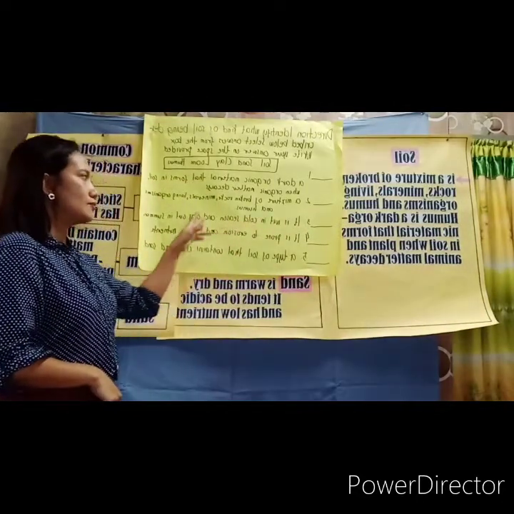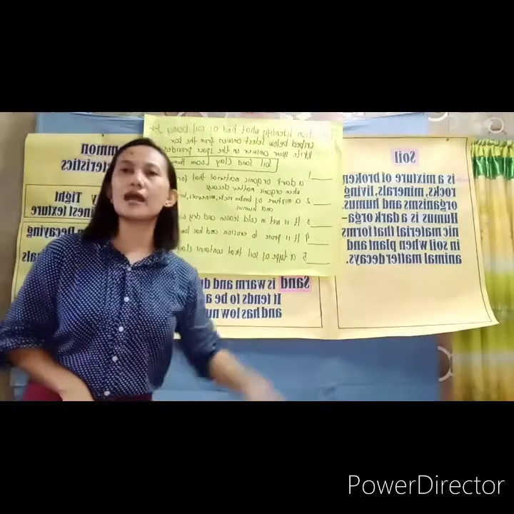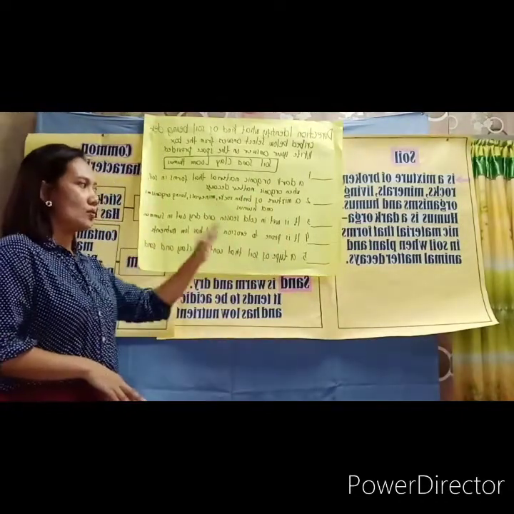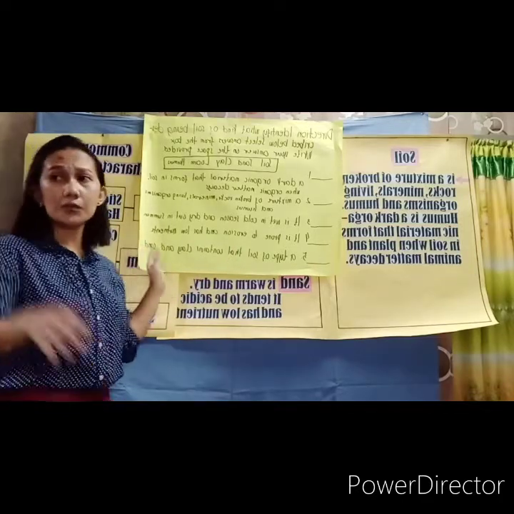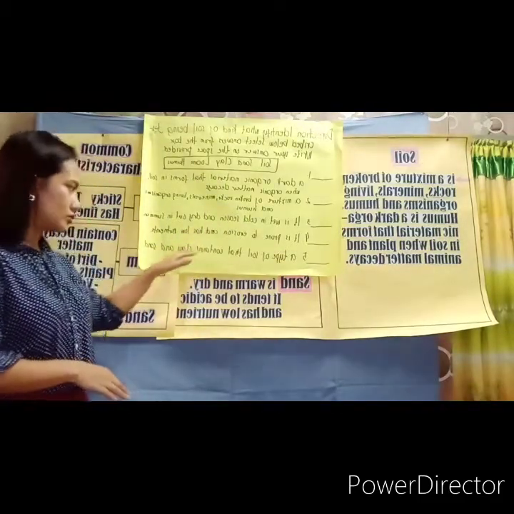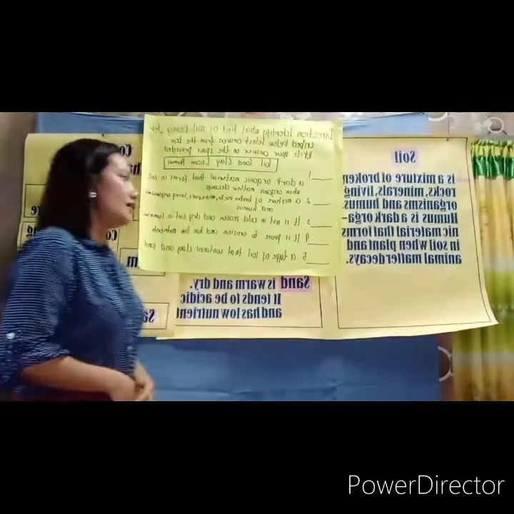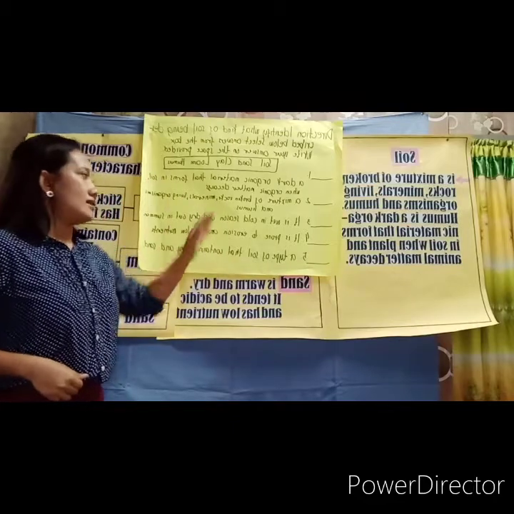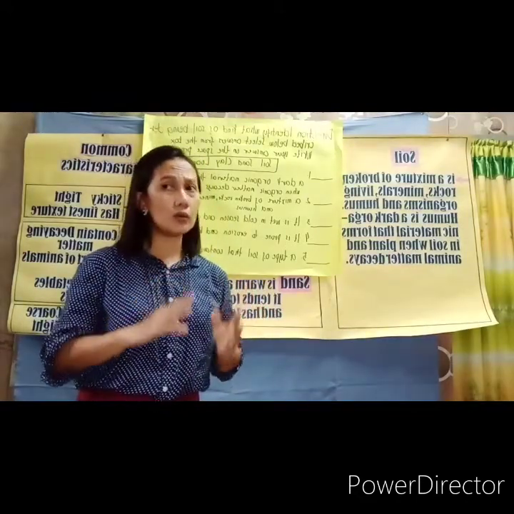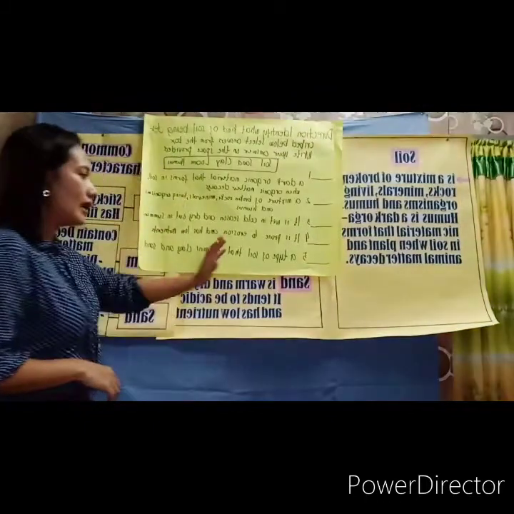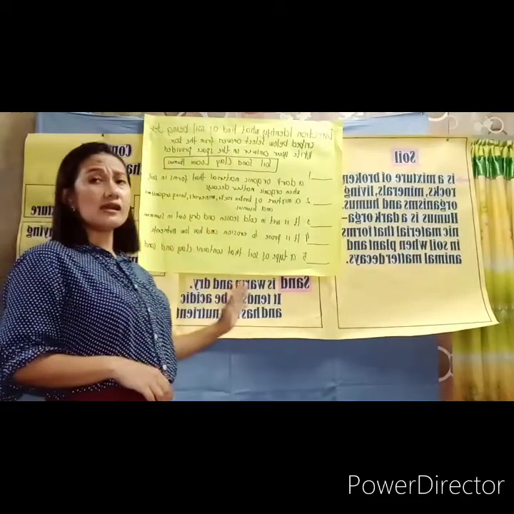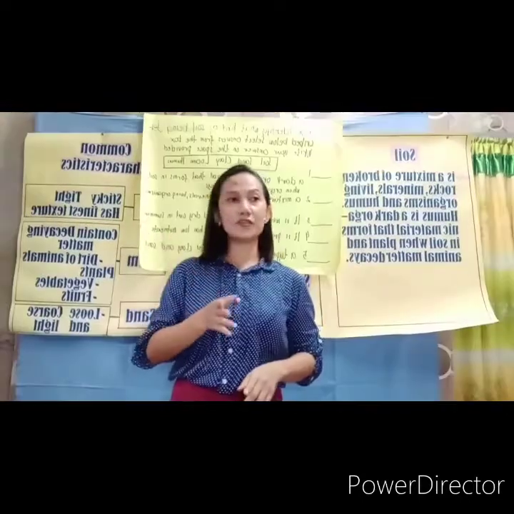Second, a mixture of broken rocks, minerals, living organisms, and humus. Very good. It is soil. Third, wet and cold season and dries out in summer. Very good. It is clay. Fourth, prone to erosion and has low nutrients. Very good. It is sand. Why? Sand is prone to soil erosion because it has low water holding capacity. Now, the last is a type of soil that contains clay and sand. Very good. It is loam.